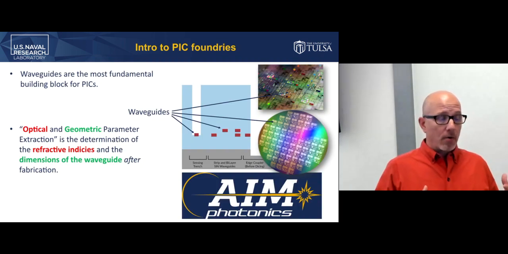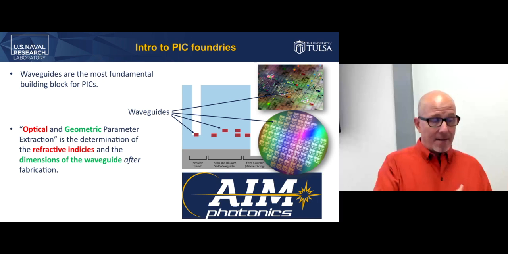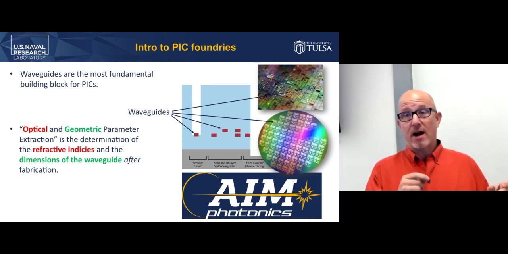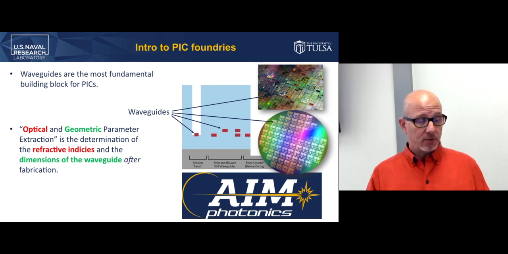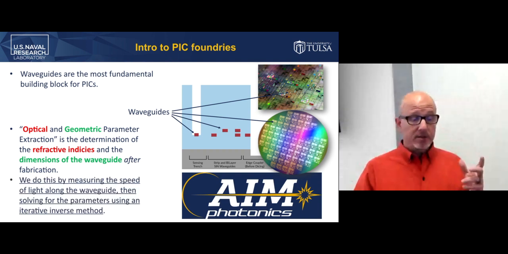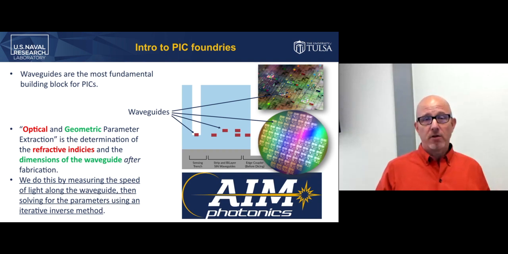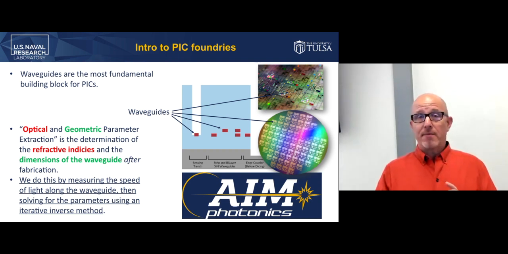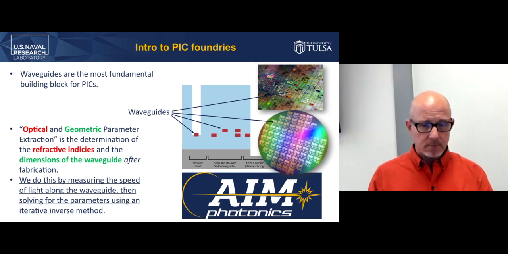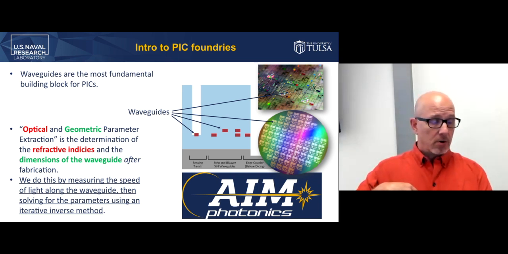So now, optical and geometric parameter extraction is the determination of the refractive indices and the dimensions of the waveguide after fabrication. We do this by measuring the speed of light along the waveguide, and then we solve for the parameters of interest, the thickness, the width, and the material indices, using an iterative inverse method. So how do we measure the speed?